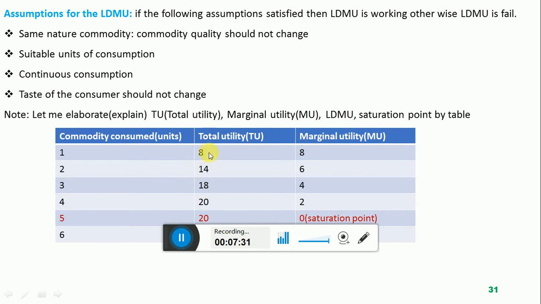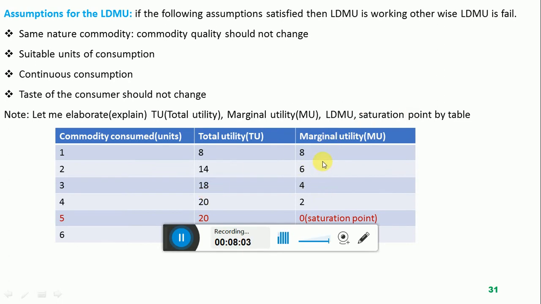Why? The first total utility is 8. The second apple's marginal utility is 6, so total utility is 14, and this increased by 6 only. The first increased by 8 and the second total utility increased by 6. The third total utility is increasing by 4. The fourth total utility is increasing by 2. It means total utility is increasing but at a decreasing rate. The reason is the law of diminishing marginal utility.